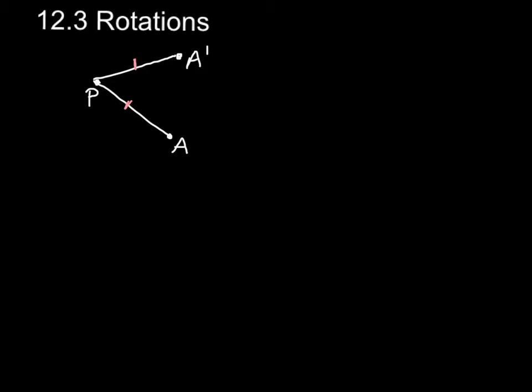This is called the center of rotation. And remember, sometimes we're going to rotate about the origin, which means 0, 0 is your center of rotation. And sometimes you'll rotate about a point, in which that would be your center of rotation. This angle in here is the angle of rotation.